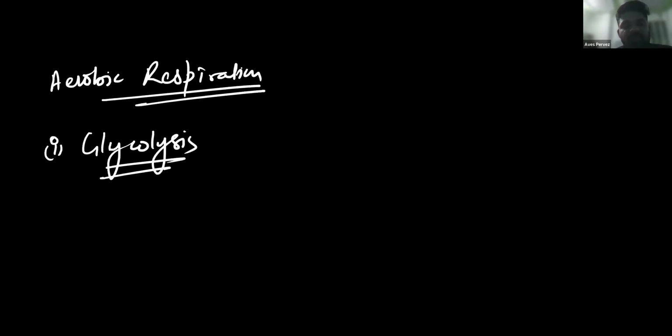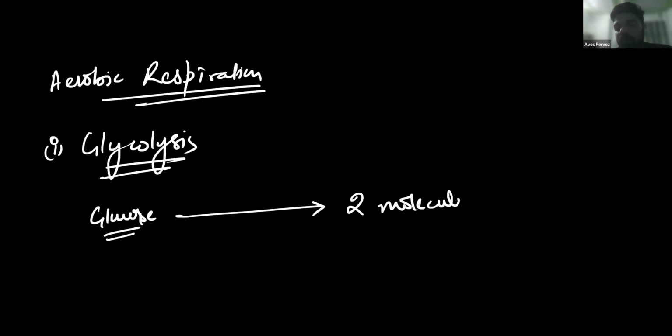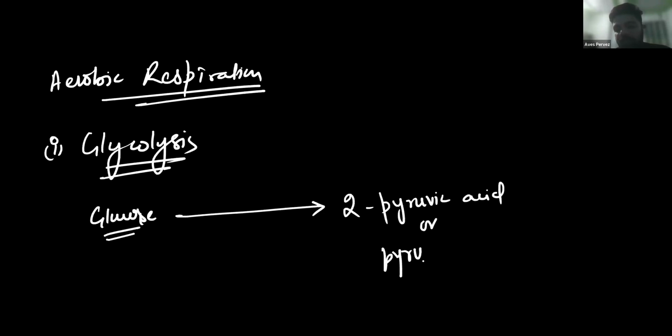And what happens in glycolysis? The glucose that we have taken, the main source of energy, is broken down into two molecules of pyruvic acid. Pyruvic acid, or we write it pyruvate. Sometimes we write it pyruvate. Now you got it. One glucose molecule is broken down into two molecules of pyruvic acid.